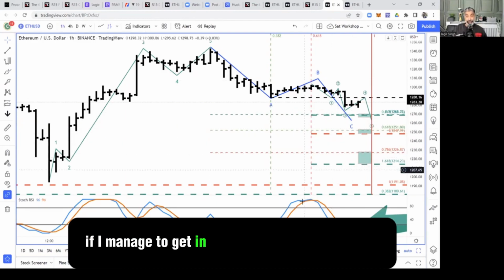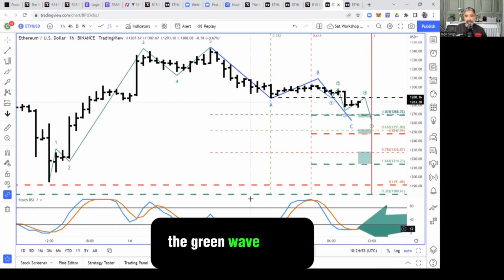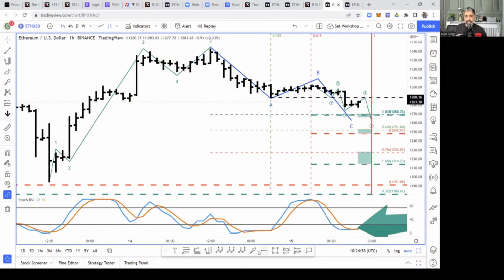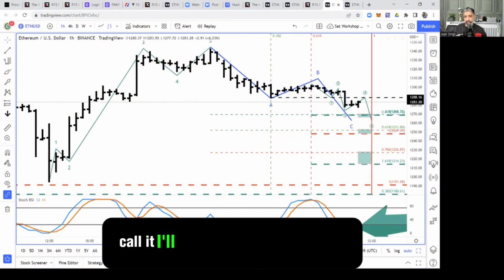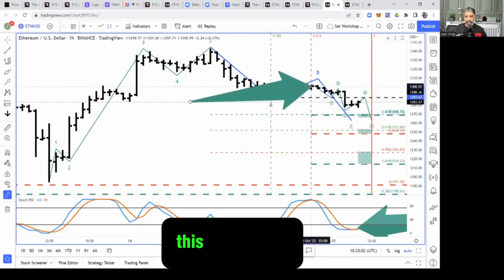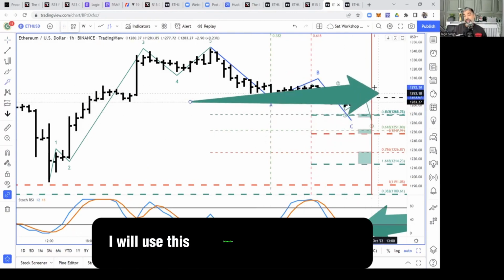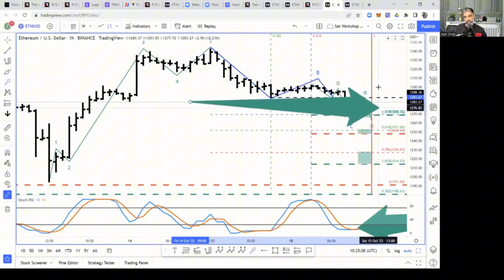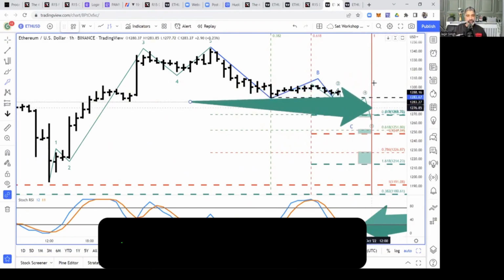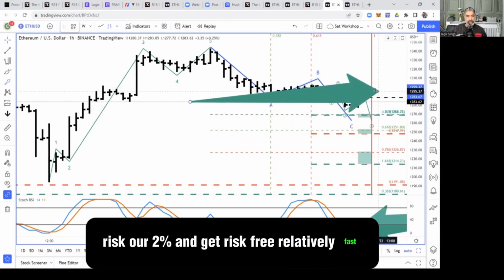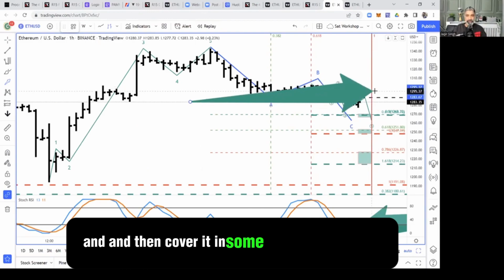If I manage to get in a really tight trade based on the green wave count, which is here, I'll call it the green wave count. Maybe see if I can get this here, this here, 1, 2, 3, 4, 5. I will use this information to get risk-free, ideally within 24 hours. So we can trade in a way where we can risk our 2% and get risk-free relatively fast. And I cover that in some of the other trading.